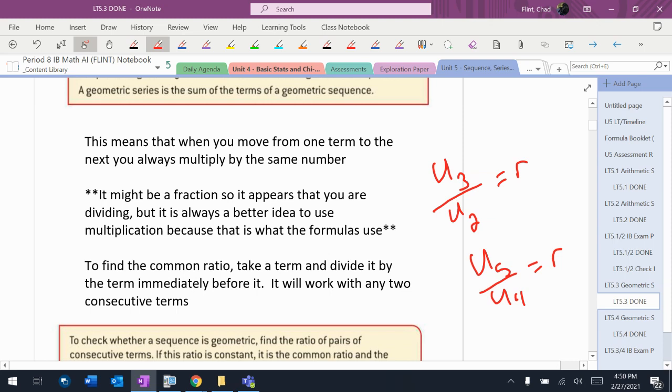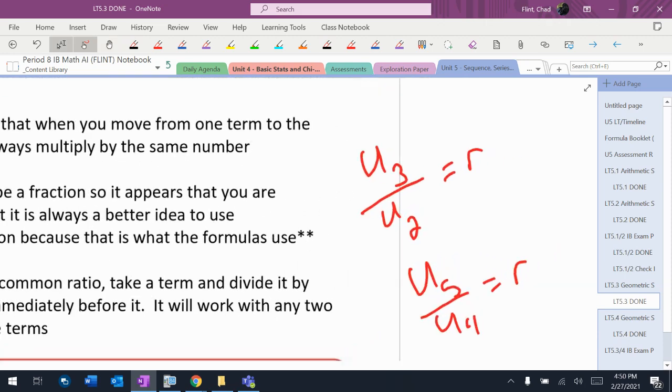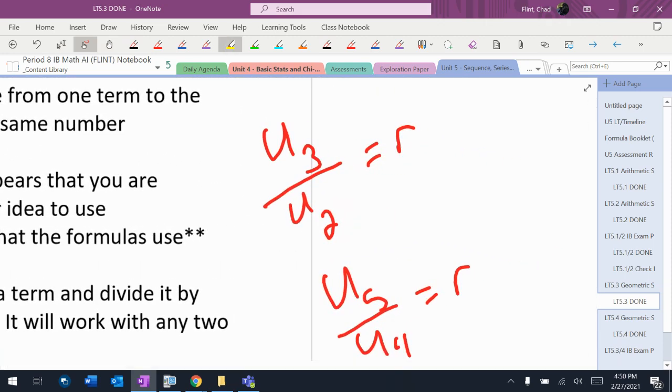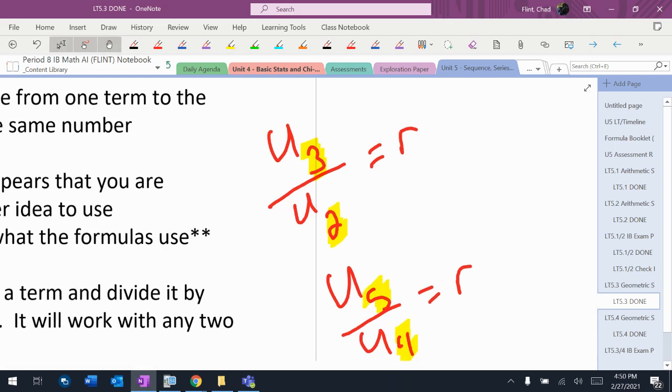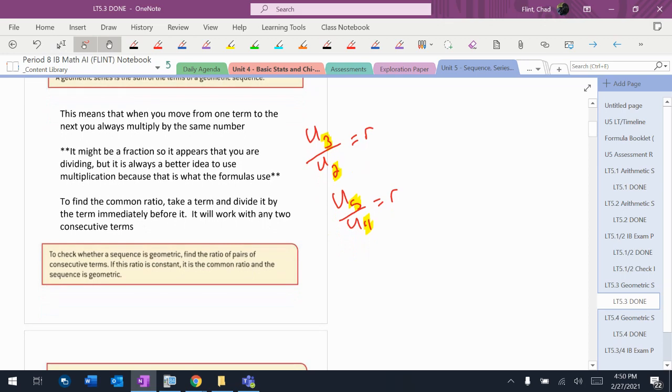It's very important to understand that you have to use a term and the term right before it. You can't say you use the bigger term divided by the smaller term, because sometimes that's going to be backwards. You're going to be using the smaller term divided by the bigger term sometimes, because we're talking about their position. So you're going to use the third term divided by the second term, or the fifth term divided by the fourth term. And that's one of the most important things to understand.